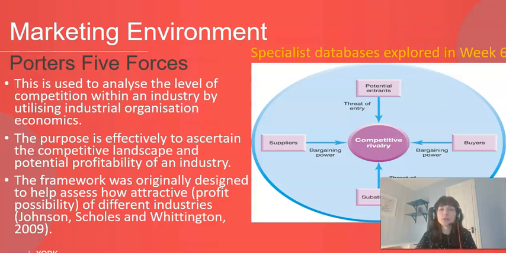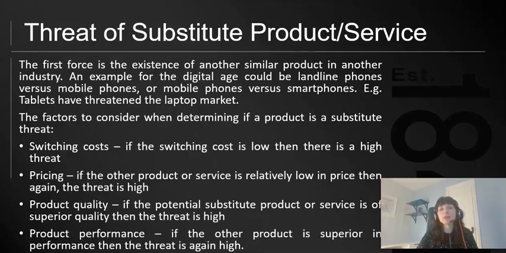So Porter's five forces is a way of scanning and looking at the market power within a particular industry. So you'll look at the industries in which the two companies for assessment 1 and 2 are operating in. And ultimately it was designed to see how attractive is it to go into a particular industry. So let's have a look at each element of the Porter's five forces. So what we're looking at is competitive threats.